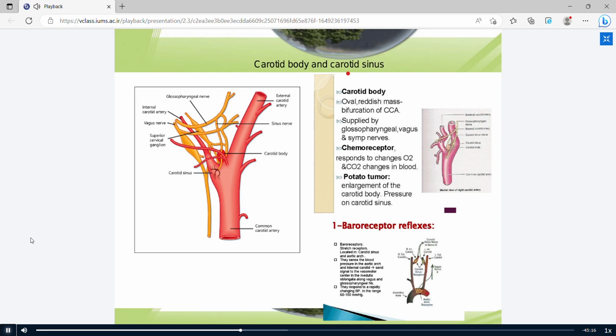Carotid body and carotid sinus. The carotid body is here. It is located near the bifurcation of the common carotid artery. It is this oval structure, and it is a chemoreceptor that responds to changes of oxygen and CO2 in the blood, and it is innervated by the glossopharyngeal nerve, vagus nerve, and sympathetic nerve.